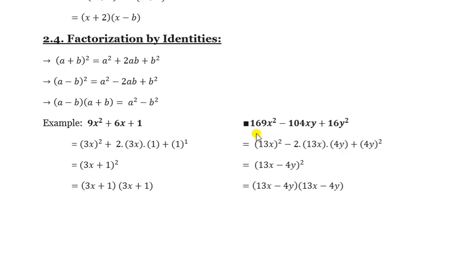See here, 169x² minus 104xy plus 16y². So here 169x² is (13x)², and b is 4y, because (4y)² means 16y². We got a also, b also. Now without any calculation we will write 2 into a into b. That's why I said first you have to find out a and b.